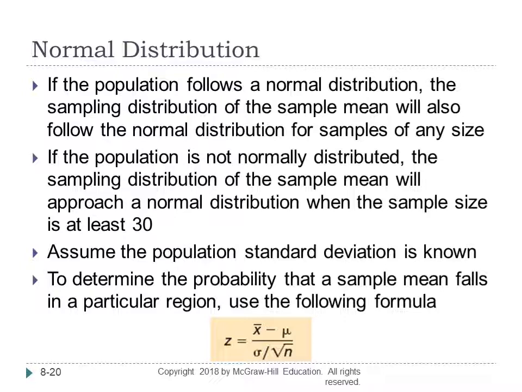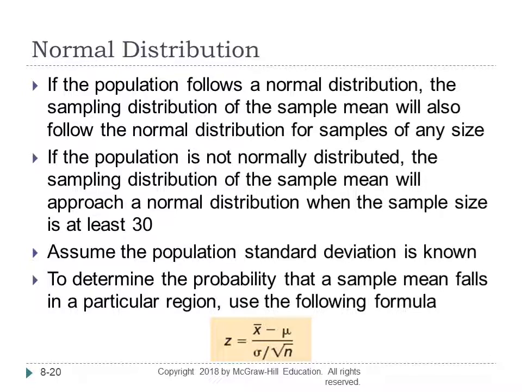If the population follows a normal distribution, your population already follows a normal distribution, then the sampling distribution of the sample mean will also follow a normal distribution. And that's true for any sample size. That is, if you start with a population that already follows a normal distribution. If the population is not normally distributed, the central limit theorem tells us you need a larger sample.